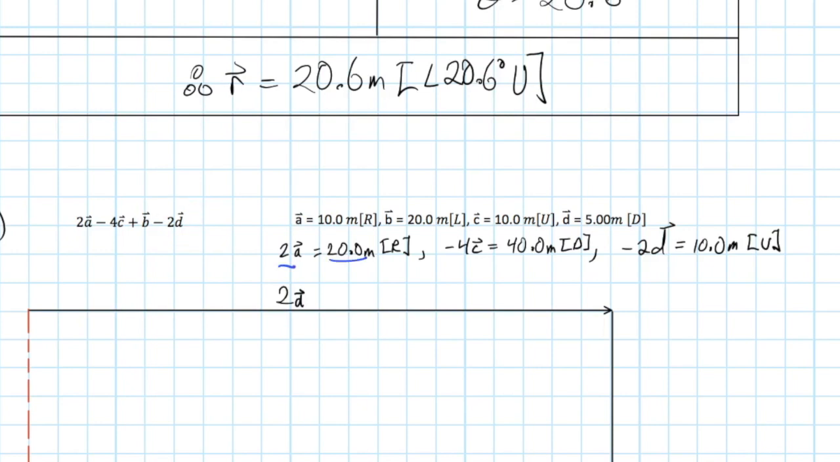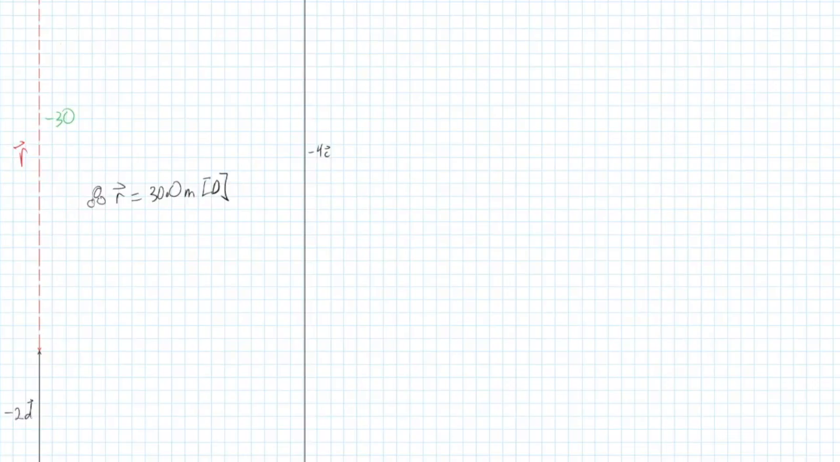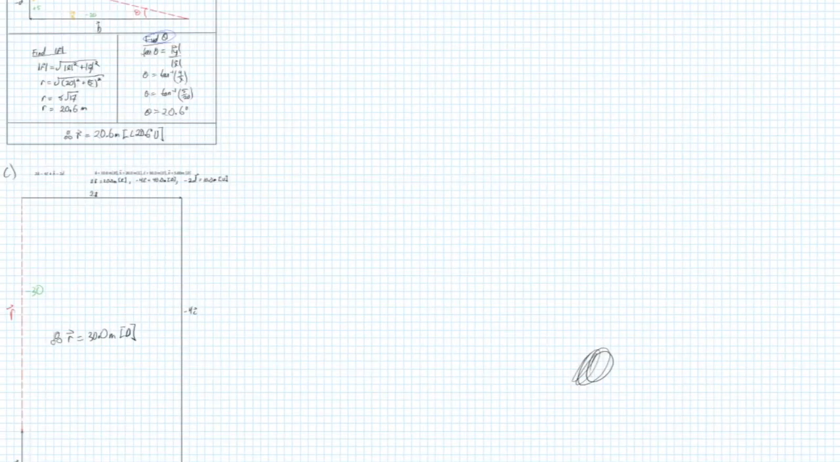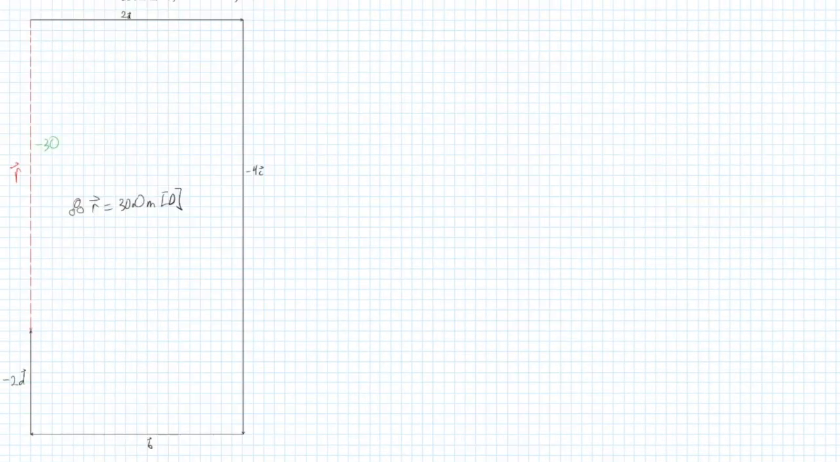2a is equal to 20 meters to the right. Negative 4c is going to be 40 meters down. And again, the negative flips that direction, and the scalar quadruples that amount. And then negative 2 times d. The negative takes that down, turns it into an up, and we're doubling the value for d, which is 10 meters.